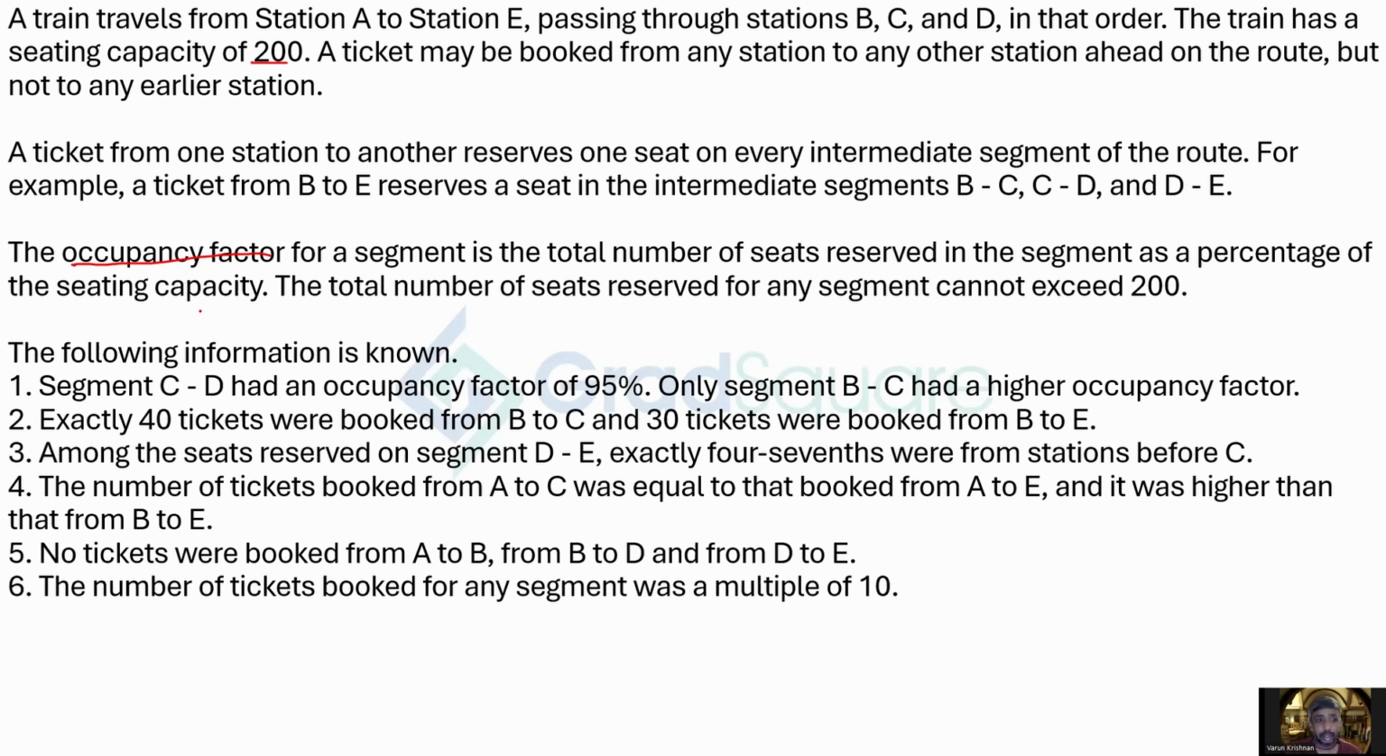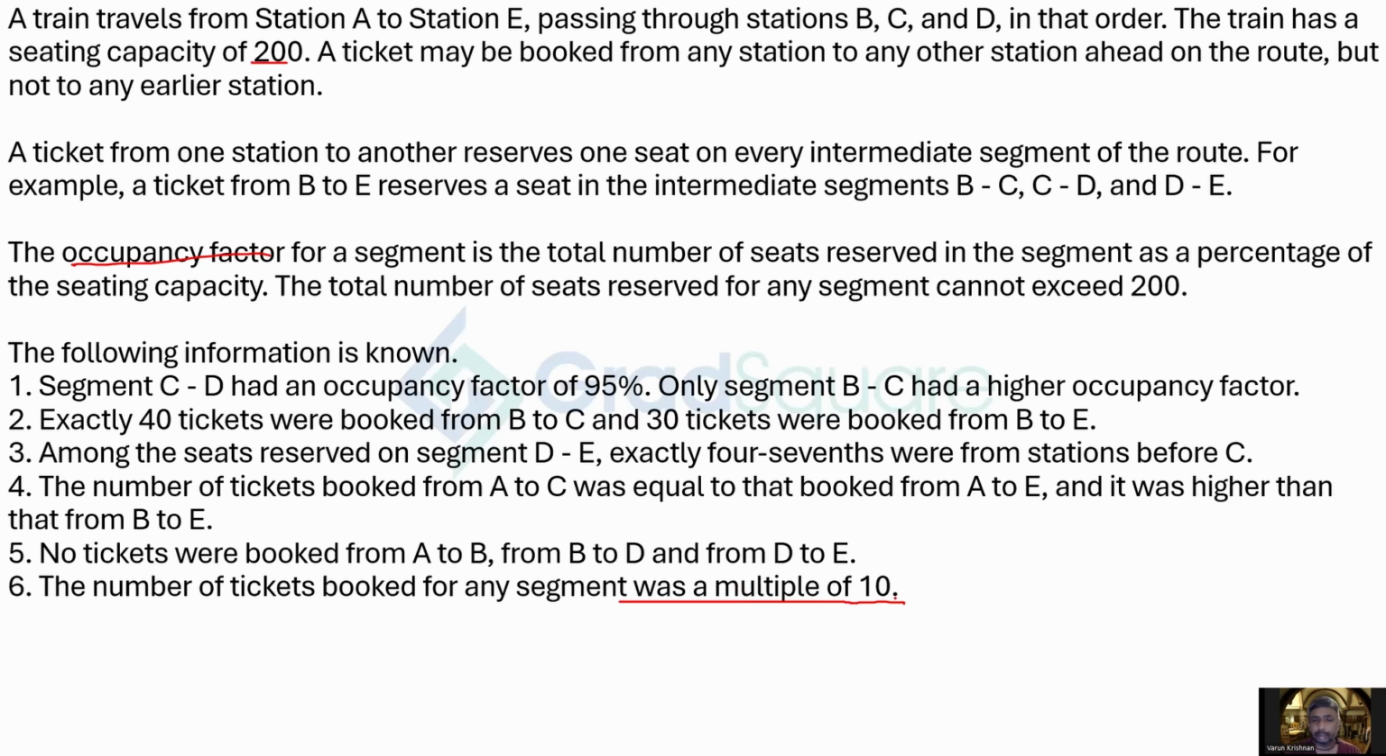But before that, the most important clue to focus upon, even before we start making the table, is the 6th clue. The 6th clue says the number of tickets booked for any segment was a multiple of 10. That's extremely important for us to understand, because it means that at any point of time, the number of passengers sitting in the train is a multiple of 10. So it can be either 10 or 20 or 30 or 40 or 50 or 60. That's excellent, which means that there are only 20 different numbers of occupancy possible.